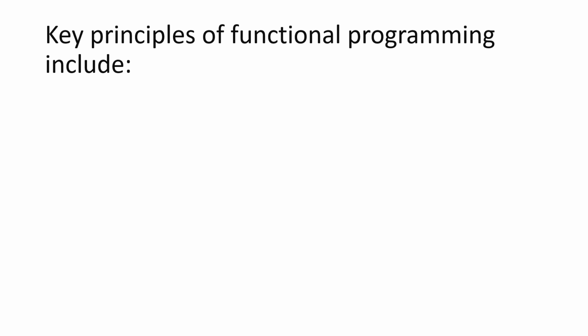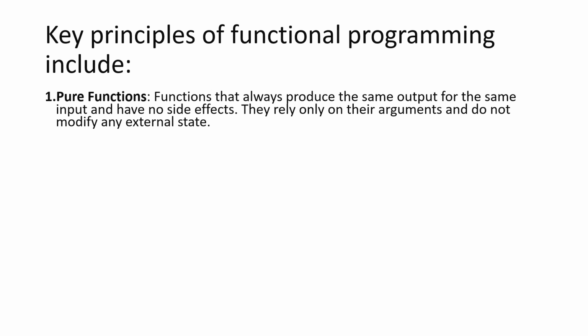Normally, if someone asks what is functional programming, we give the definition, and also we need to give what are the principles involved in functional programming. Those we already discussed. Again, we will see in points. Pure functions. One of the key principles is pure functions. Functions that always produce the same output for the same input and have no side effects. They rely only on their arguments and do not modify any external state.